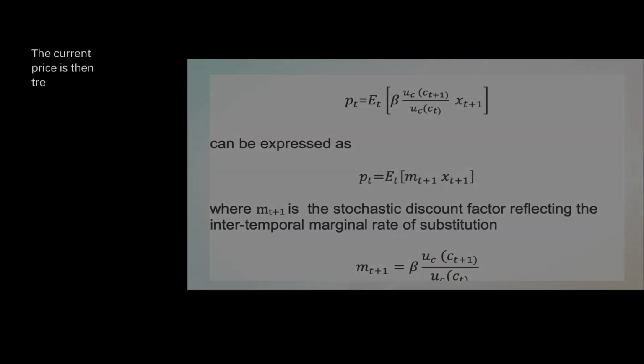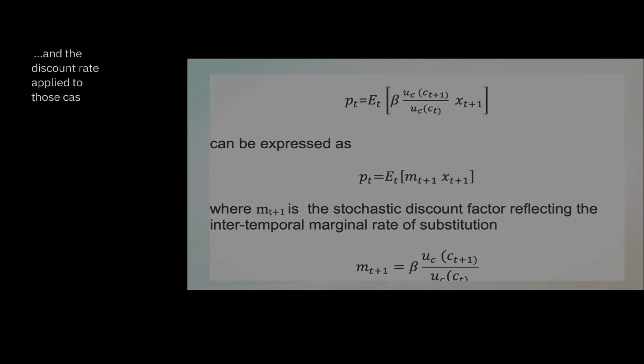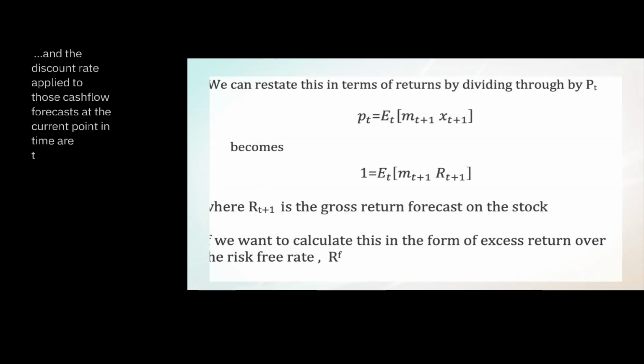The current price is then treated as a dependent variable in a function where a vector of these cash flow proxy forecasts and the discount rate applied to those cash flow forecasts at that current point in time are the independent variables.